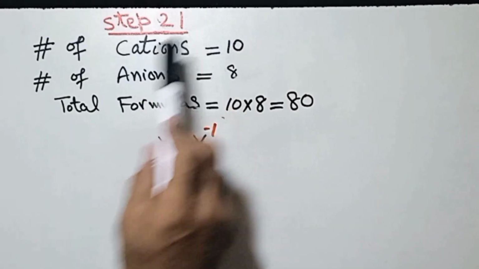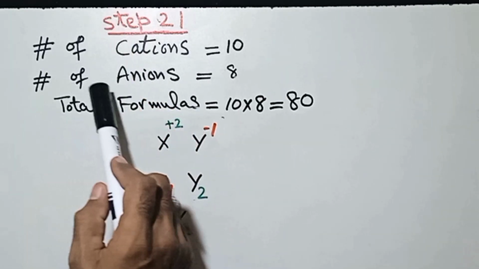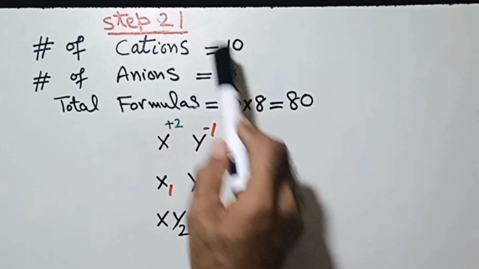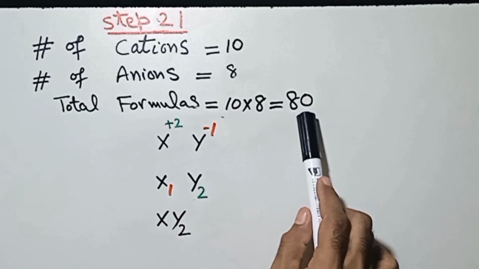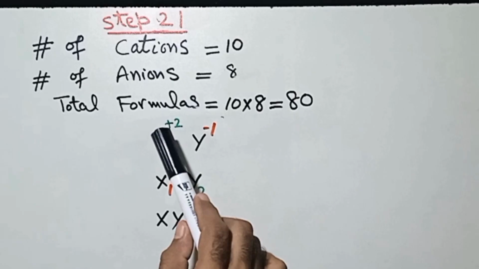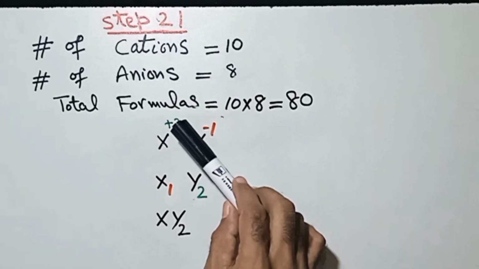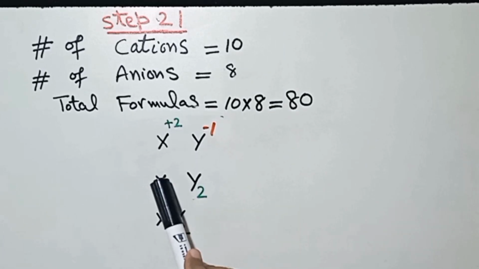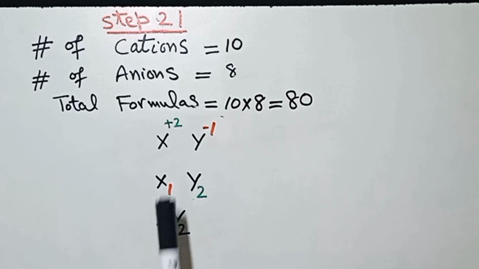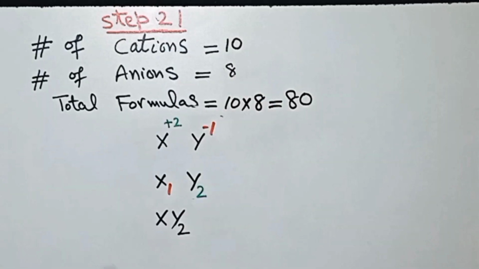Student, in step 2.1, the number of cations is 10 and they are divalent, and the number of anions is 1, monovalent. And now the total formulas would be 10 multiplied by 8, that is 80. Now writing the valencies of X and Y as +2 and -1 for step 2.1, and shifting these valencies to X and Y as suffix, you will get X1 Y2. The 1 is never written, okay, you will write XY2. This is the final formula for step 2.1.